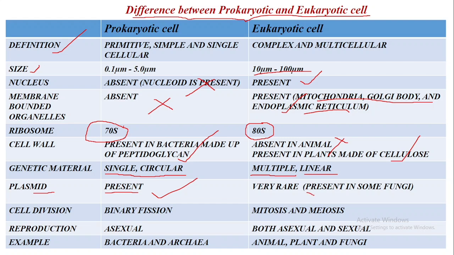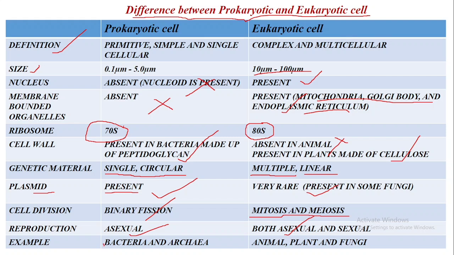Cell division is binary fission in case of prokaryotic cell. In case of eukaryotic cell, it occurs by the process of meiosis and mitosis. Reproduction in prokaryote is asexual. In eukaryote, it is both asexual and sexual.